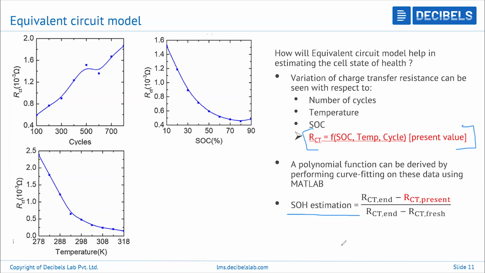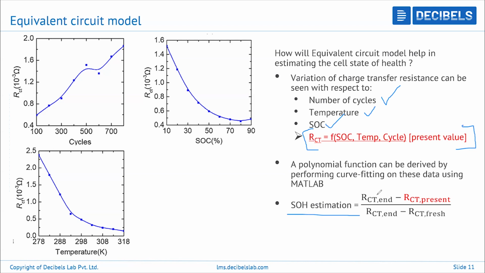So this is how you are able to effectively utilize Nyquist plots to analyze the contribution of each electrochemical process within the cell, and then derive each of the RC components and focus on any one component, for example, charge transfer, and derive its variation with respect to cycle count, temperature, and SOC, as you can see on the left hand side, and then feed that into an SOH estimation model. Which the equivalent circuit model will actually do.